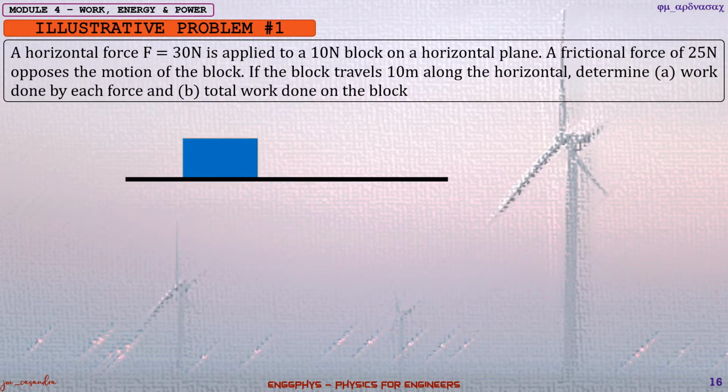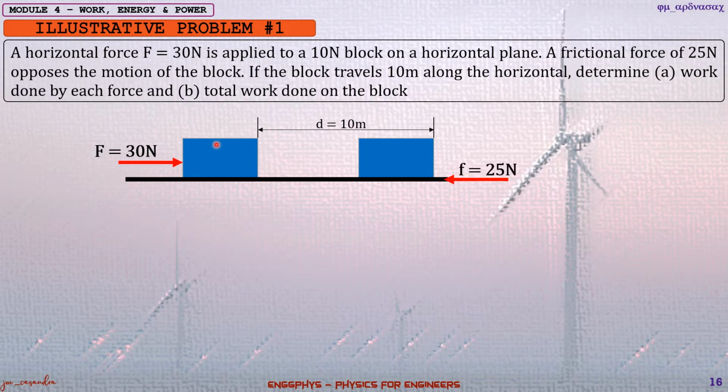So for this, we have here a simple diagram of our problem. We have here the block, wherein a force of 30 newtons is applied to it. There is a displacement given at 10 meters. So the force of 30 newtons causes a displacement of 10 meters. And also given is a frictional force that would oppose the motion, equal to 25 newtons.